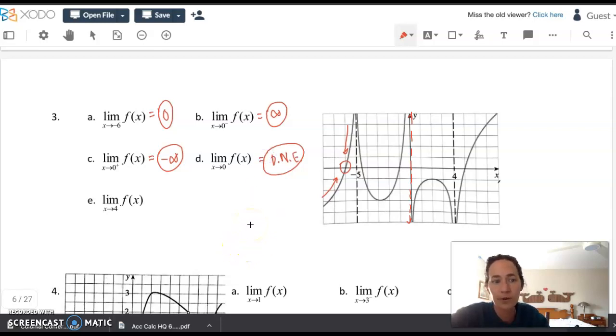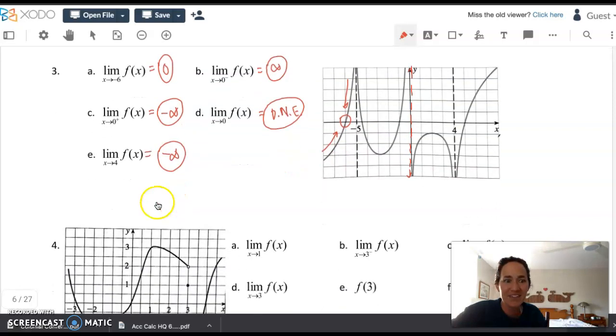As opposed to part E, right? Limit as x approaches 4 from both sides. There is no limit, right? The function is going to decrease without bound from both sides. However, the 2 sides do match up. So both are approaching negative infinity, which is a bit more descriptive than just putting does not exist.